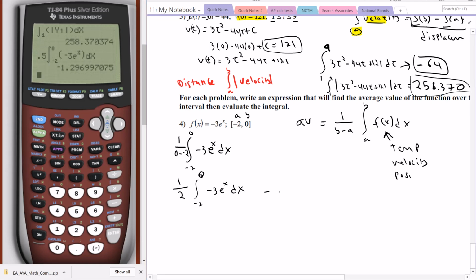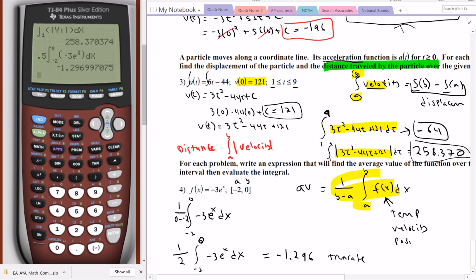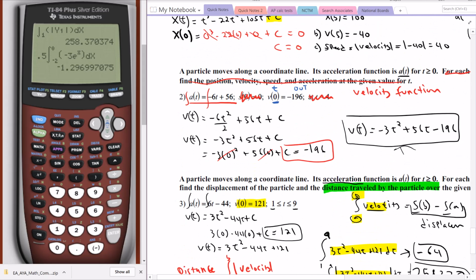You're going to get -1.296 or -1.297, depending on if you truncate or round, and either one is acceptable as long as you have 1, 2, 3 decimal places, right? All right, so that's that. Obviously you have to memorize this, and you have to memorize that distance is the absolute value, displacement is just the integral, and all the connections between velocity and position and all that stuff.